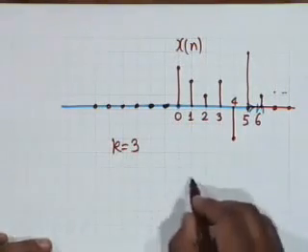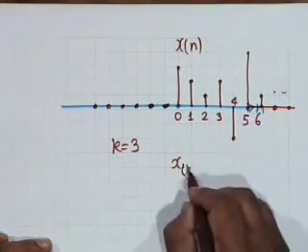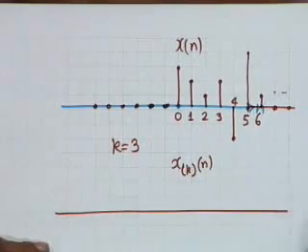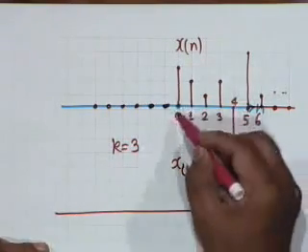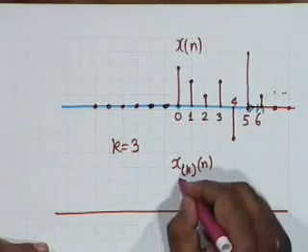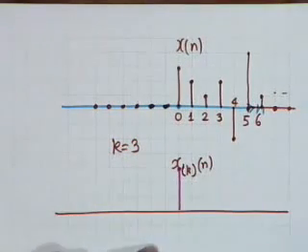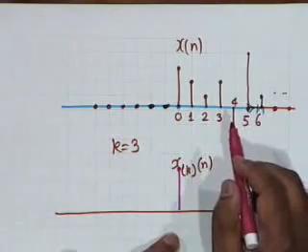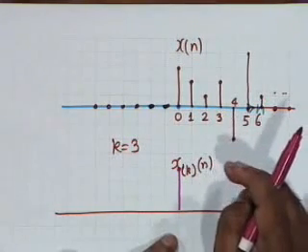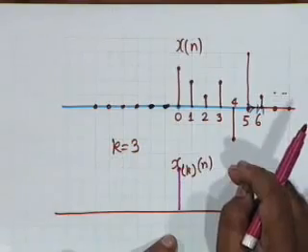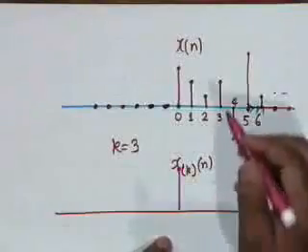Then what I want to find out is x_k of n. What shall it look like? This is what I want to see. At n equal to 0, the signal is the same. That is, it is this signal. If you recall, x_k of n is equal to x of n by k, n divided by k. So if n is 0, it's the same.